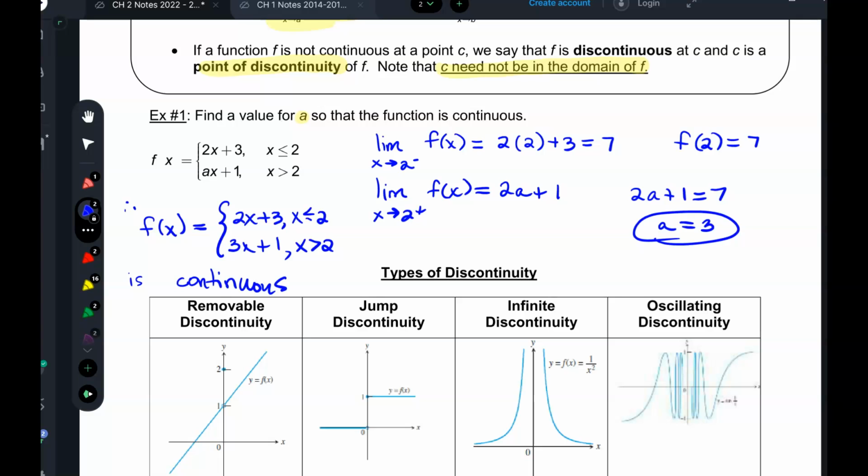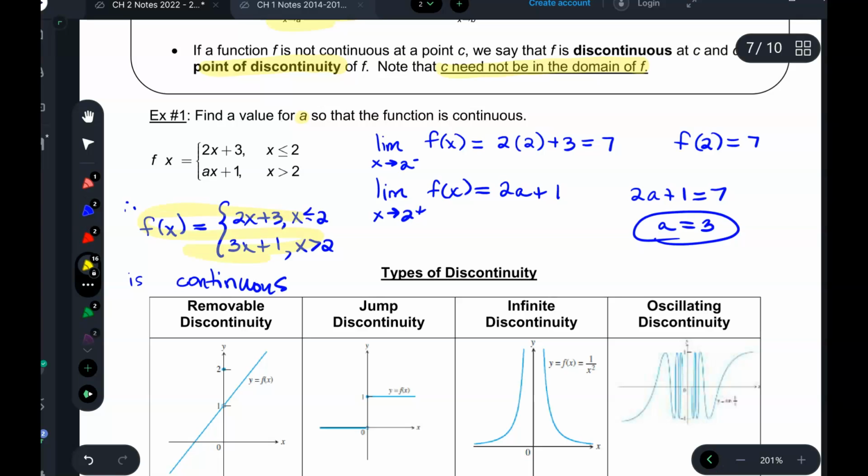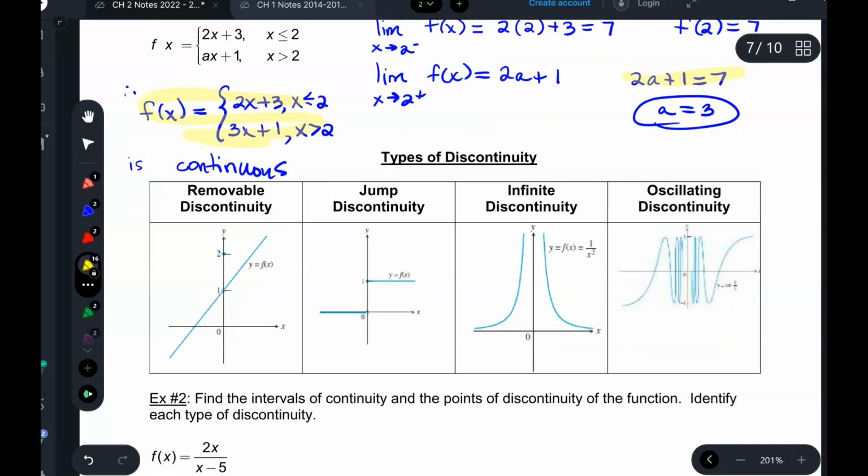The last part. Oh, you mean this part here? Is that what you're talking about? 2a plus 1 equals 7. Oh, no, you don't need limits there. That's fine.